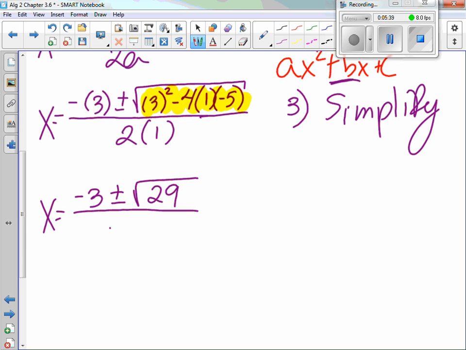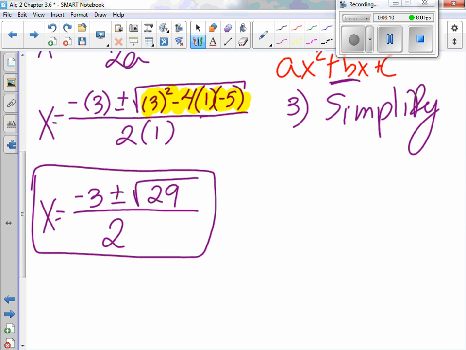The last thing we have is 2 times 1, which is 2. Now, at this point I would utilize the yellow calculators if you're not used to simplifying radicals and leaving them in simplest radical form. So does anybody know if we can take the square root of 29 and get a whole number? No. There's not a perfect square that is a factor of 29, so we leave it. And since there's not a greatest common factor between the terms outside of the radical, our first term and the denominator, we're done. That's it.